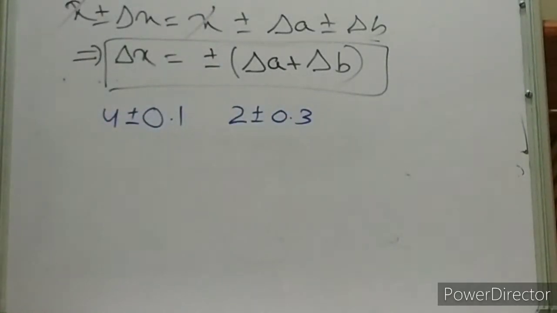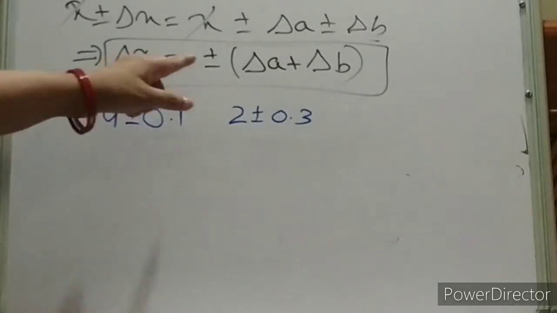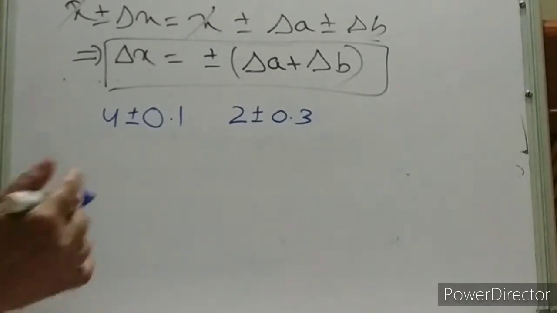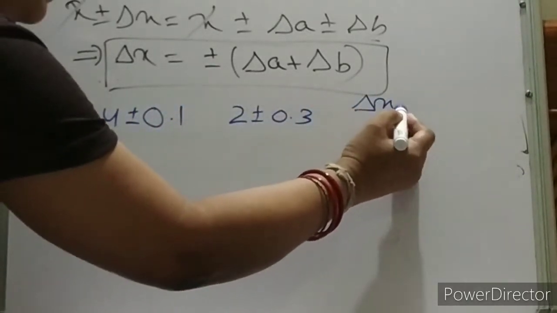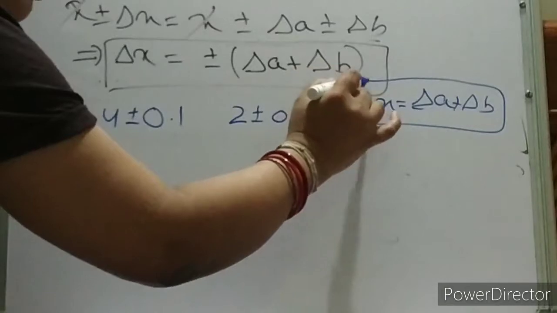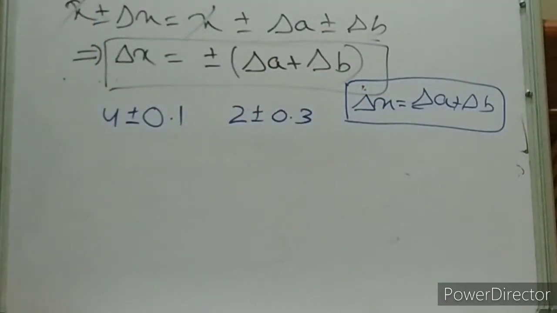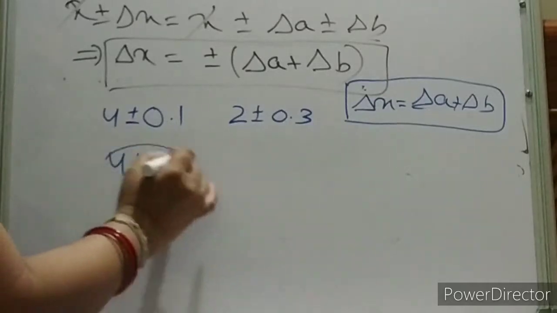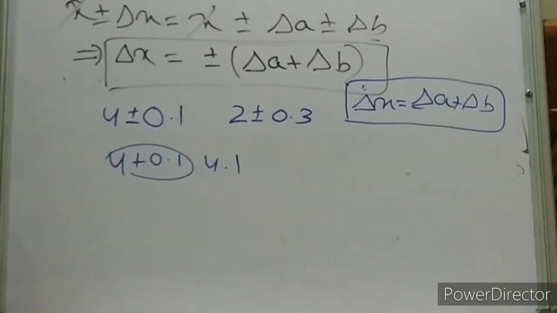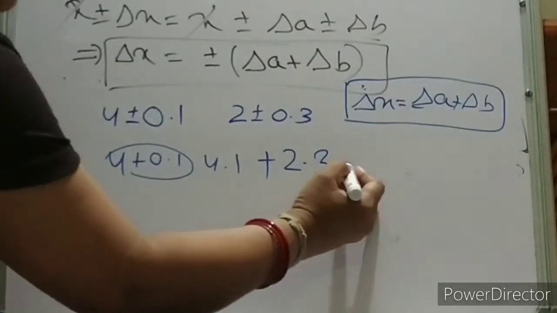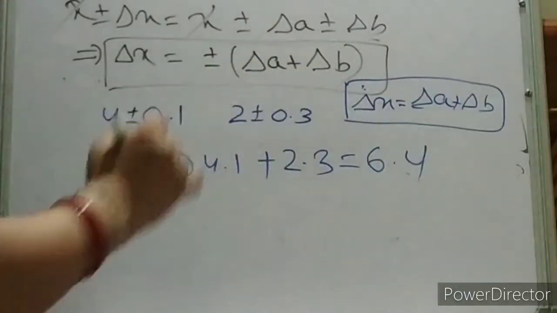Okay. What is your maximum error? As per the mathematical formula, the maximum error will always be delta x is equal to delta a plus delta b. Remember, don't get confused. This is your maximum error. For the maximum error, we can write 4.1. Your measurement can be 4.1. Here it can be 2.3. Just add it. So your result is now 6.4.